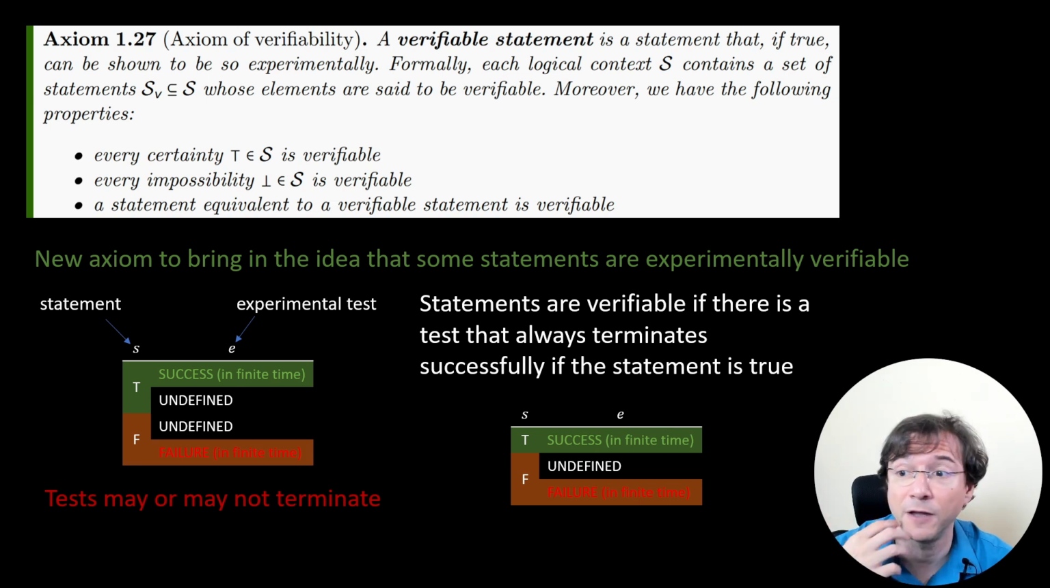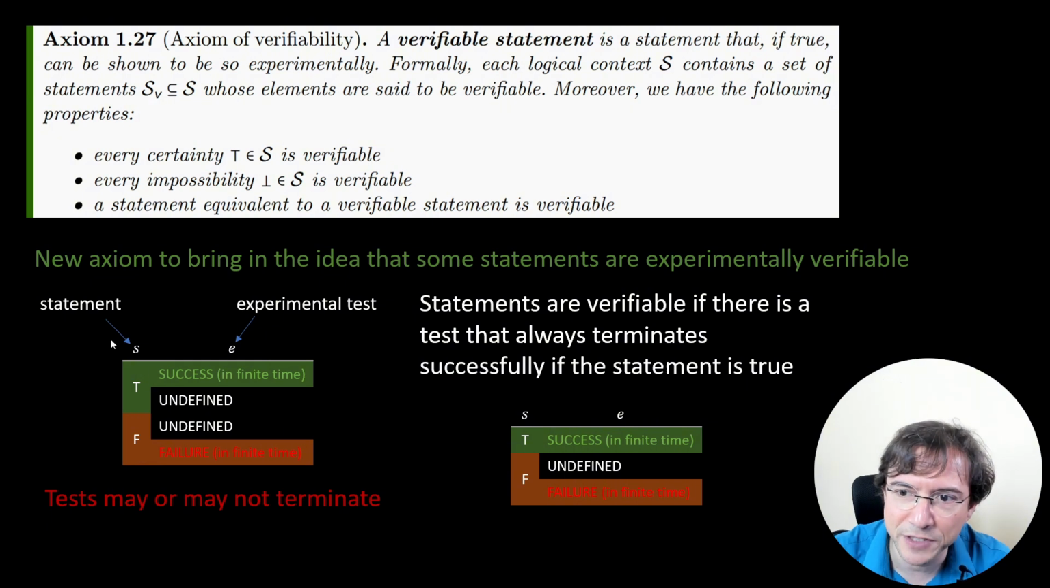But we have to have the experimental test in the back of our mind because we need to talk about the experimental test when we do the justification. We're going to have axioms, and we need to say at the back of our mind what exactly in the informal system it means that we have these tests and what it means for something to be verifiable exactly. So the new axiom brings the idea that statements are experimentally verifiable.